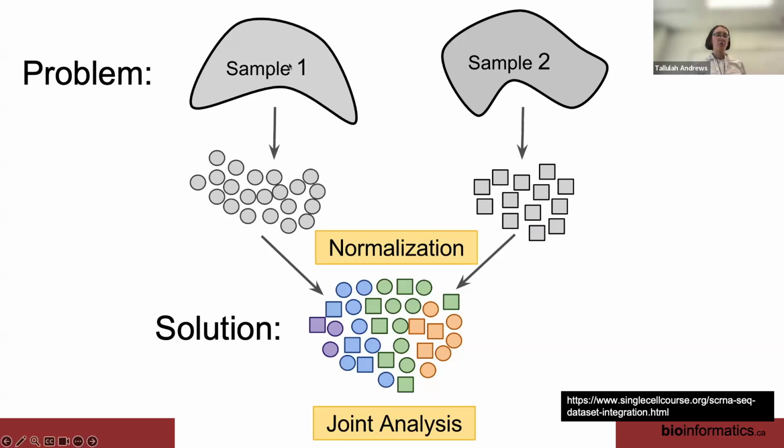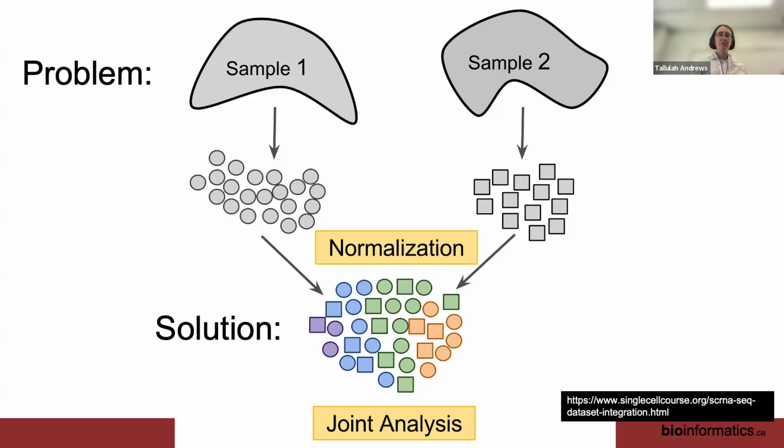So the main way we're going to do this is by taking the cells from multiple samples and combining them together to do a joint analysis. So we're going to merge them together and then cluster them and annotate them all together. And then we can compare between our different conditions in each of our cell types.